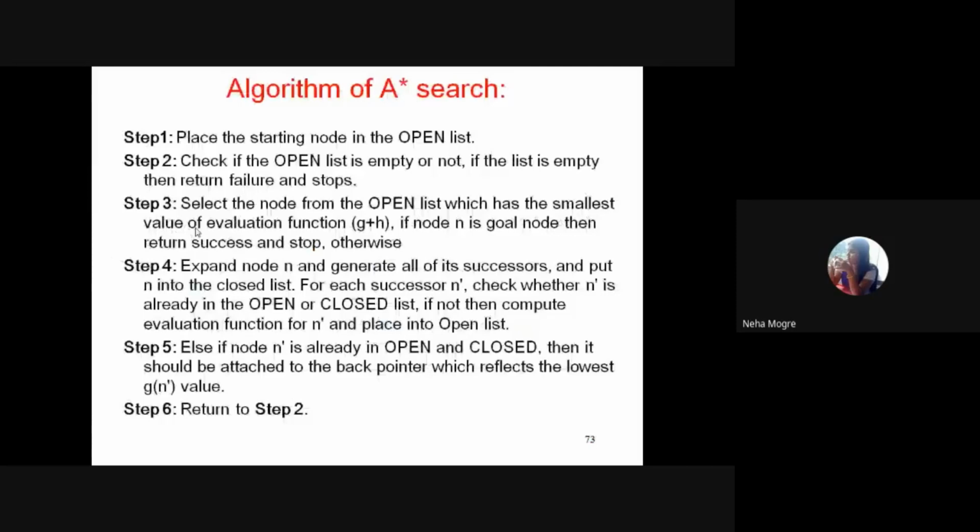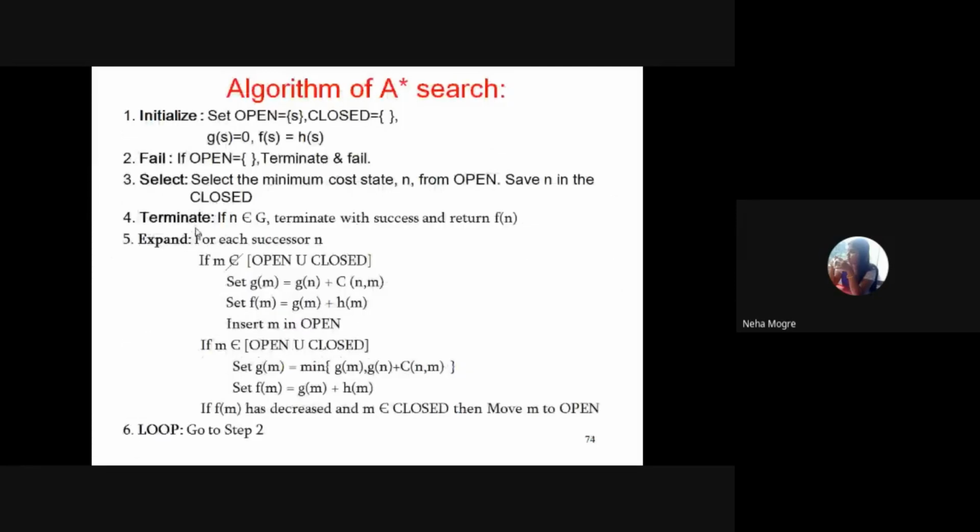Now if m is in open, or if m belongs to open or closed, set g of m equals to the minimum of g of m comma g of n plus c of n comma m. That we will see in the problem. You will come to understand how we are performing this particular formula. Now set f of m equals to g of m plus h of m.